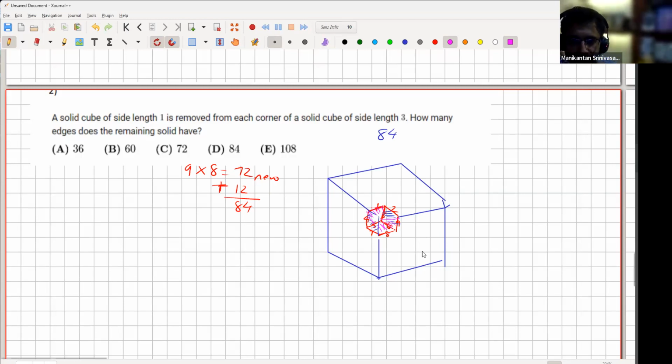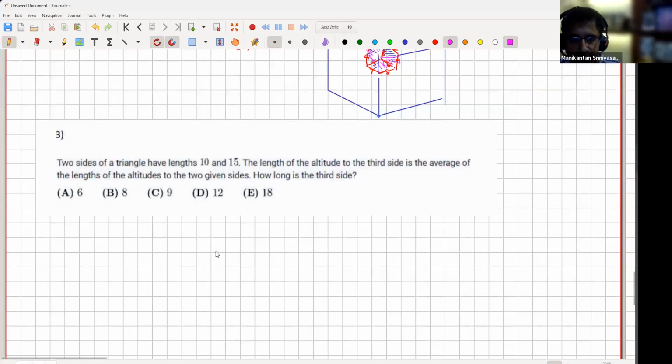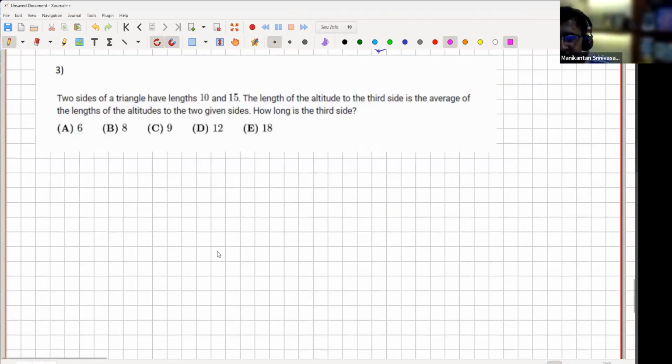Cool. That was question 2. Question 3. Two sides of a triangle have length 10 and 15. The length of the altitude to the third side is the average of the lengths of the altitudes of the other 2 sides, of the 2 given sides. How long is the third side?